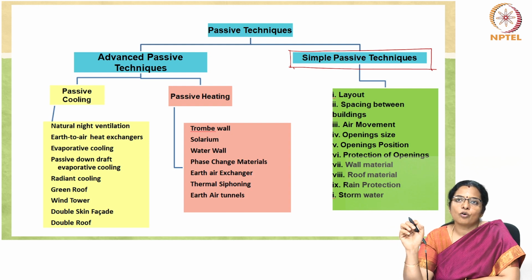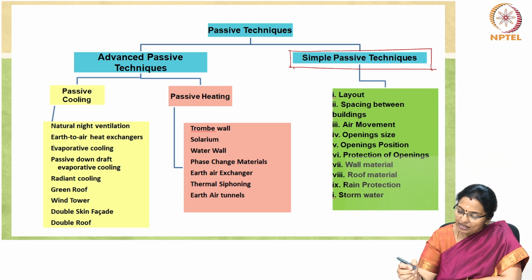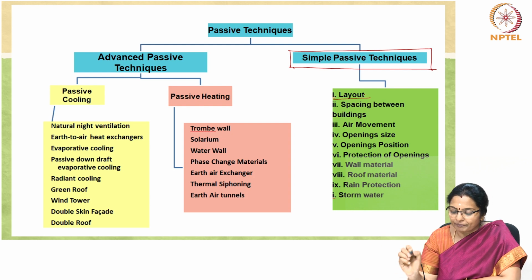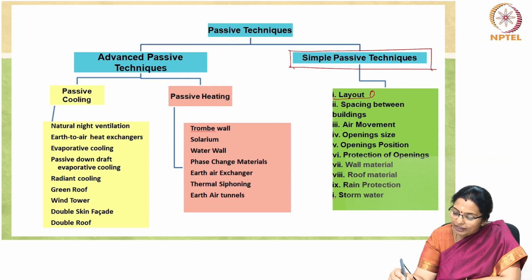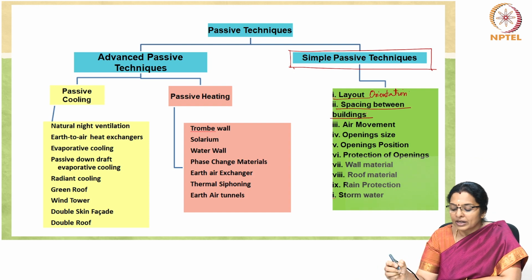What are the ways of making a building with simple passive techniques? First is layout. How do we lay out the building or how do we orient the building? So, orientation is important. Next is spacing between buildings. So, how dense is the building? Is it compact, or are the buildings placed far apart?